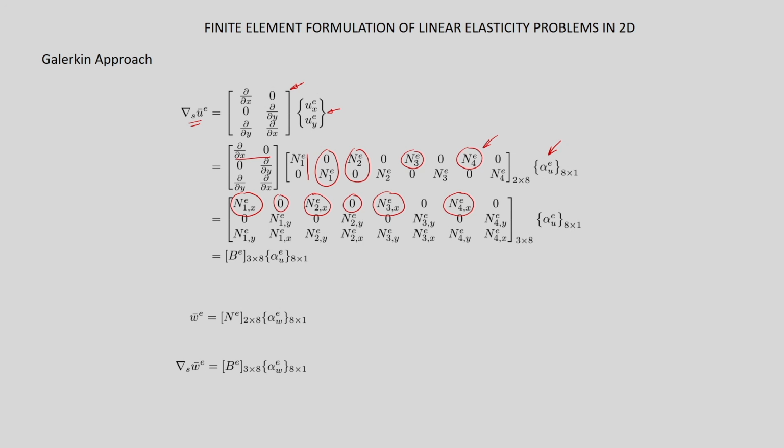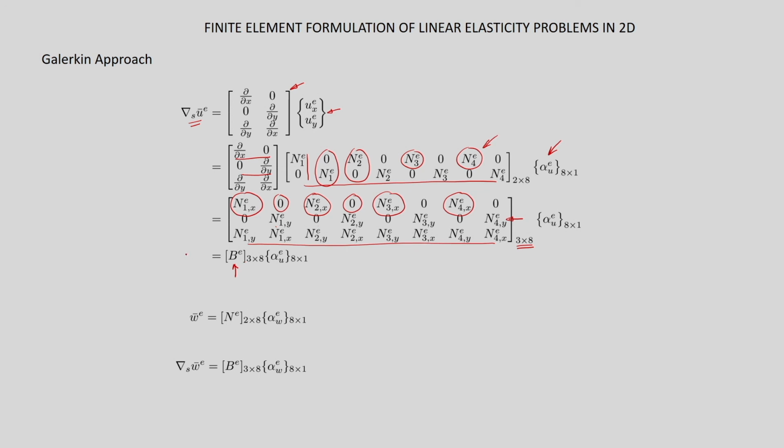Similarly, the second row will give the derivative of the second row of the shape function matrix with respect to y, and 0 in between as shown here. Similarly, you can work out and get the third row in this matrix. Now, this matrix which is of size 3 by 8 is denoted as the matrix B^E, alright.